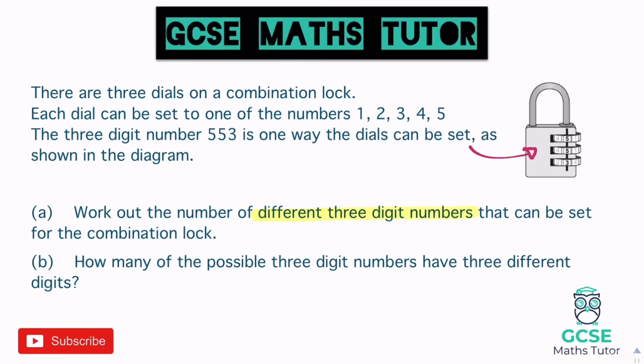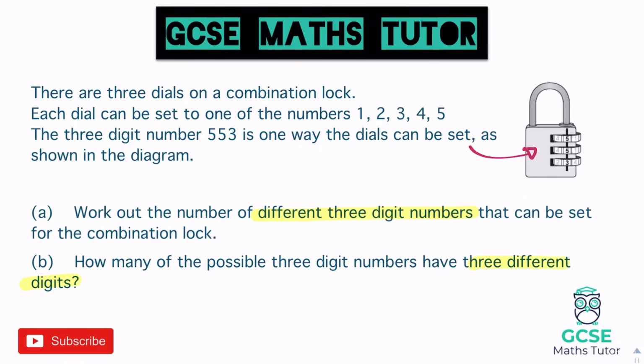Now part B is slightly different. It says how many of the possible 3-digit numbers have 3 different digits. Okay, so 3 different digits there. And that would mean that we couldn't have 111 anymore. We could only have something with different digits. So 1, 2, 3 would be fine, but 111 would not be allowed because that's got the same digits within it. So 2 different questions there. So what I would say is pause the video, have a go, see what you get for these answers, and we'll go over the answers in a sec.